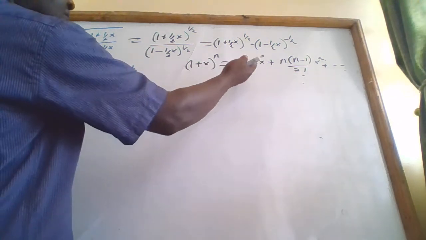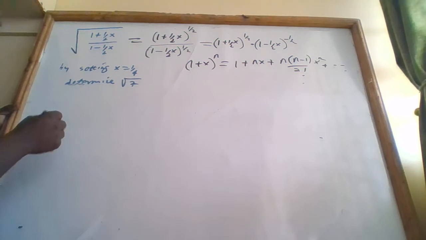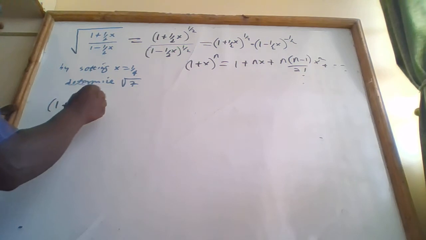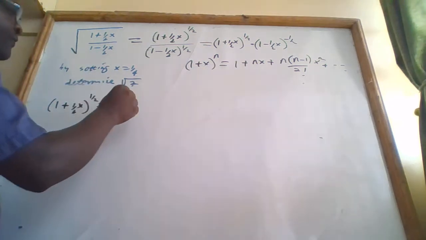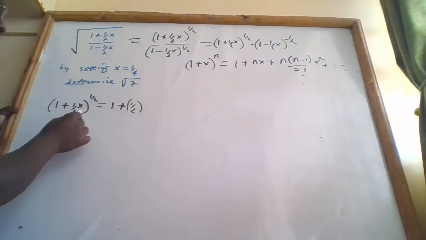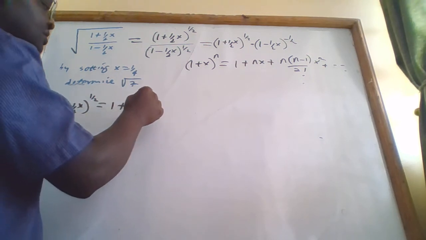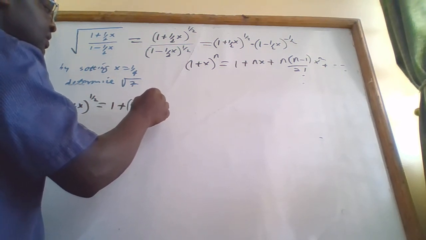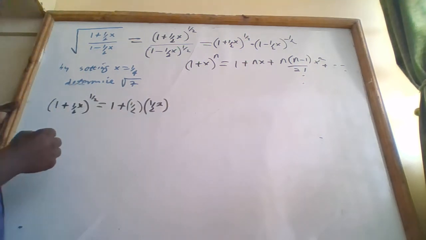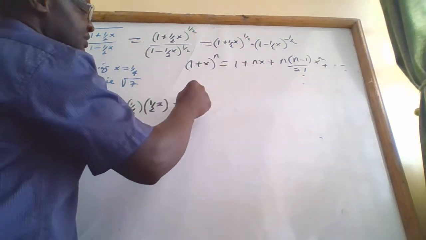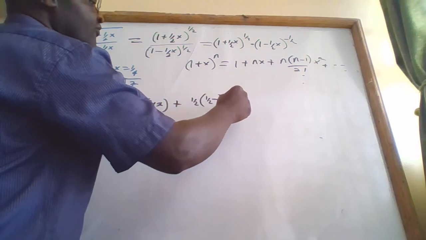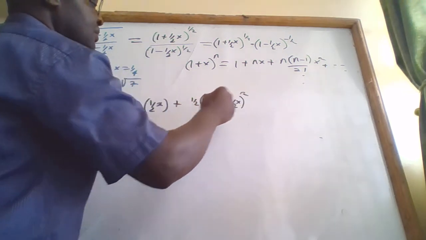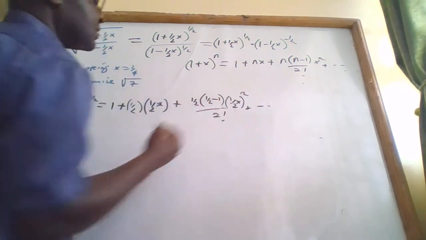So we shall apply this reasoning to expand, say, (1 plus a half x) raised to a half. This will be equal to 1 plus our n is a half, then our x is a half x, so a half times a half x, then plus our n is a half into a half minus 1, then (a half x) squared over 2 factorial, like that.